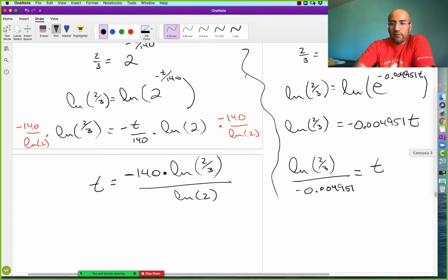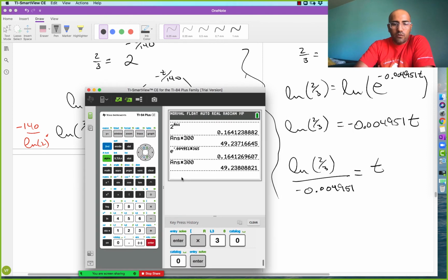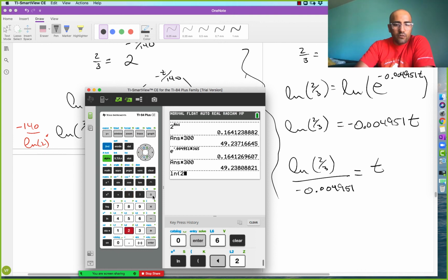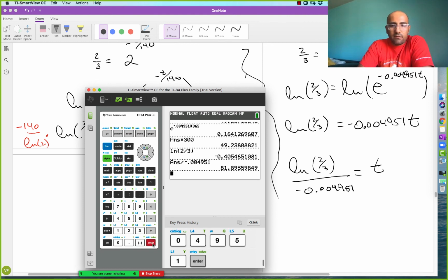Let's use our calculator and find the result. So here we end up with ln of 2/3, 2 divided by 3, close parentheses, enter, and then divide that by negative 0.004951. So we get that. T equals 81.89.